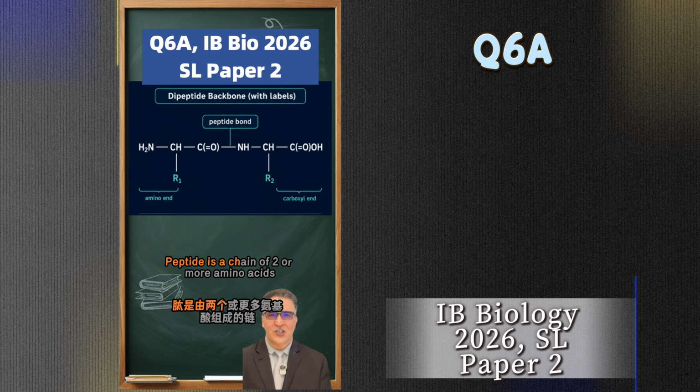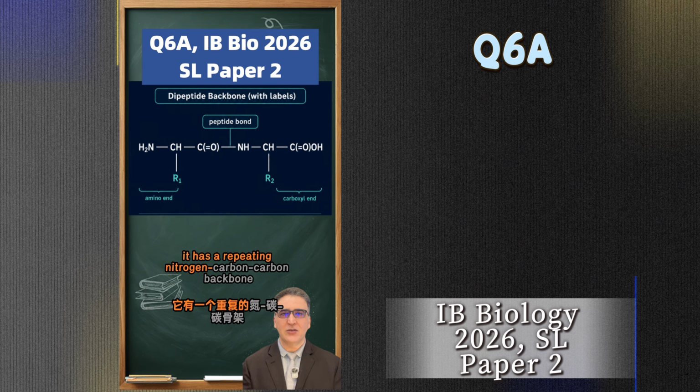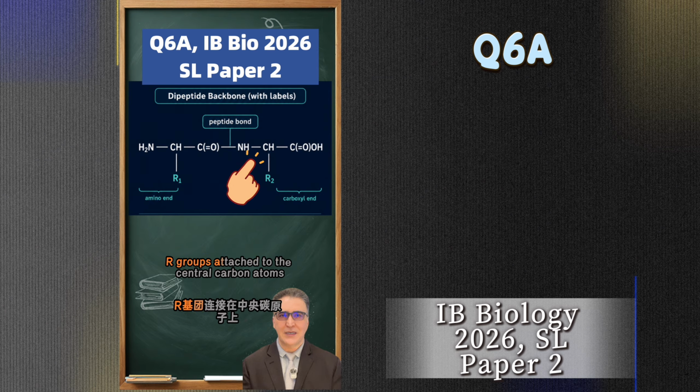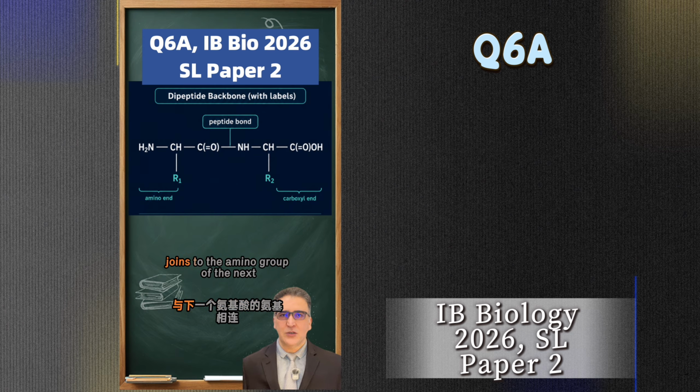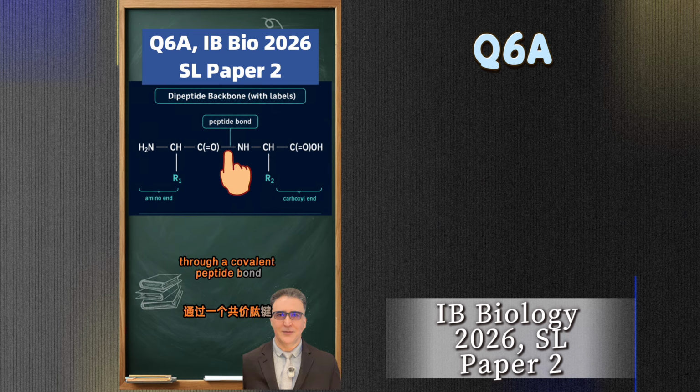A peptide is a chain of 2 or more amino acids. It has a repeating nitrogen-carbon-carbon backbone with different R groups attached to the central carbon atoms. The carboxyl group of one amino acid joins to the amino group of the next through a covalent peptide bond.